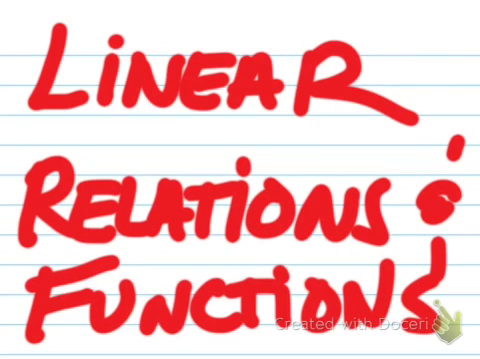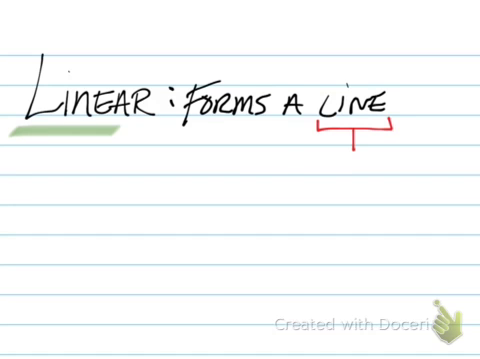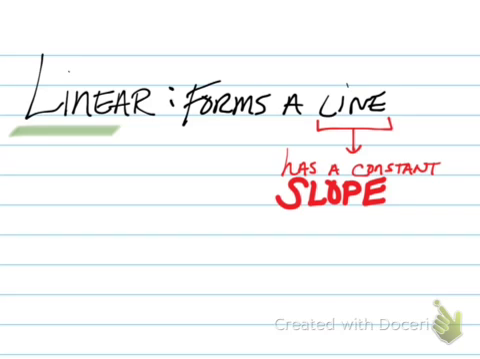Okay, linear relations and functions. We're going to go through this quick, and then you guys are going to do some practice here. So we talked about the linear part. What's the key word in the linear? It's the line, right? And we know that a line has constant slope. So if I have a slope that's the same, I'm going to get a line.